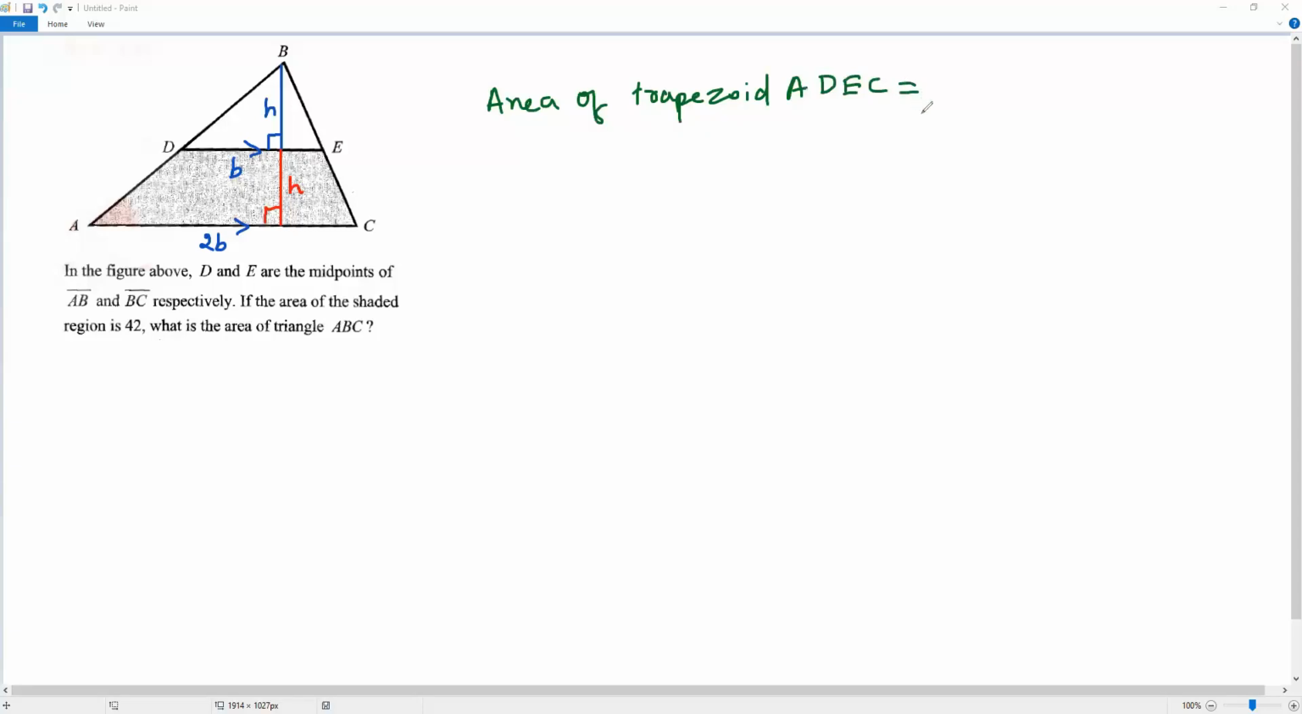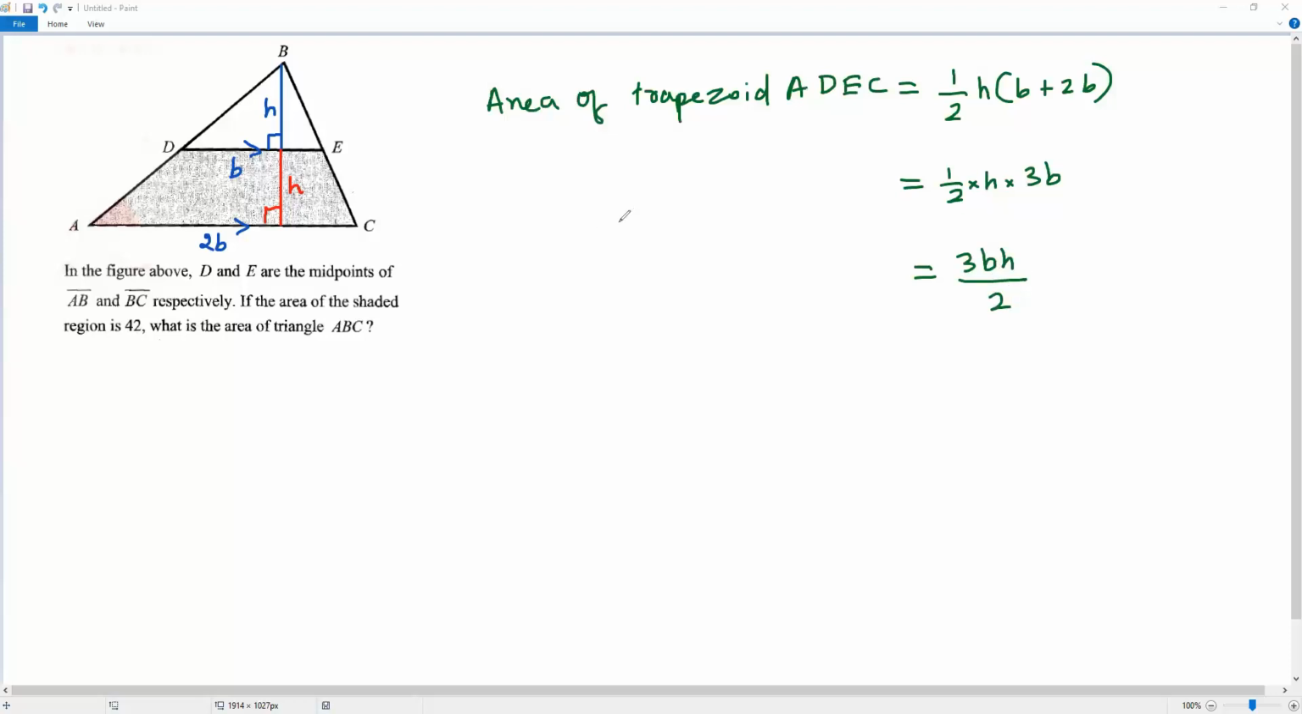We know the formula for the area of a trapezoid, that is 1/2 times the height of the trapezoid, which is h, times the sum of the lengths of the two parallel sides, here b and 2b. So b plus 2b. When I simplify this, I'll get 1/2 times h times b plus 2b, which will be 3b. So when I multiply everything, I'll get 3bh over 2.